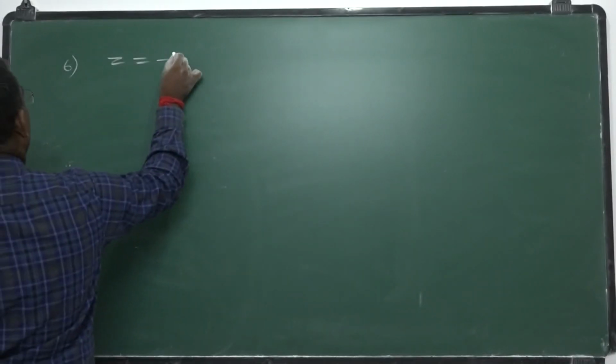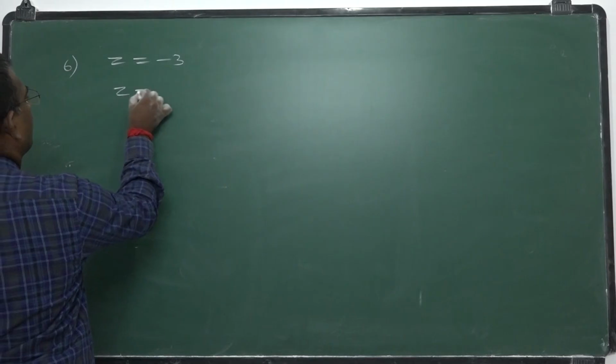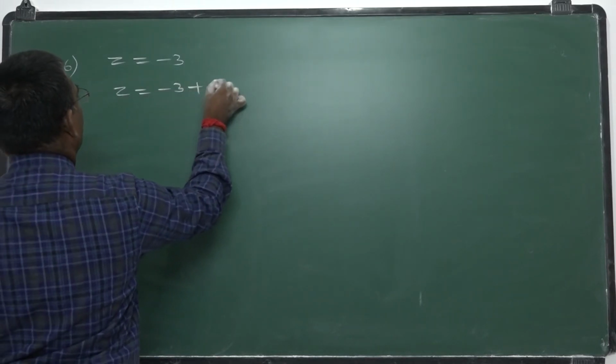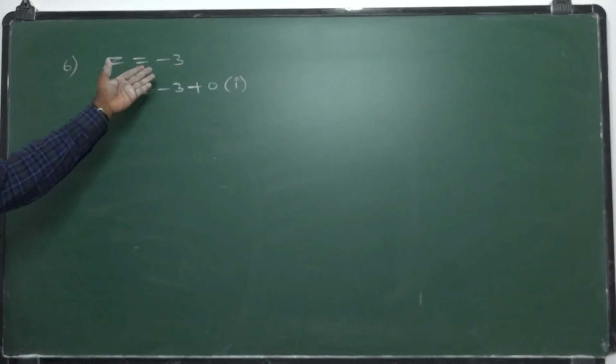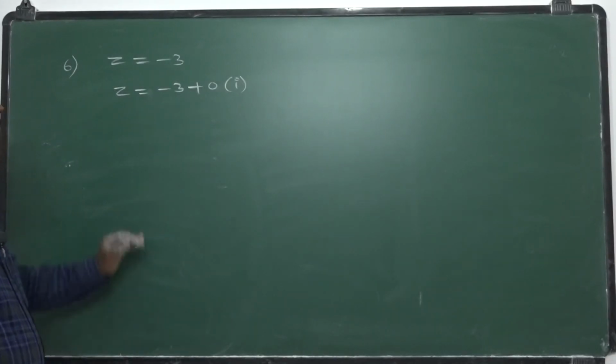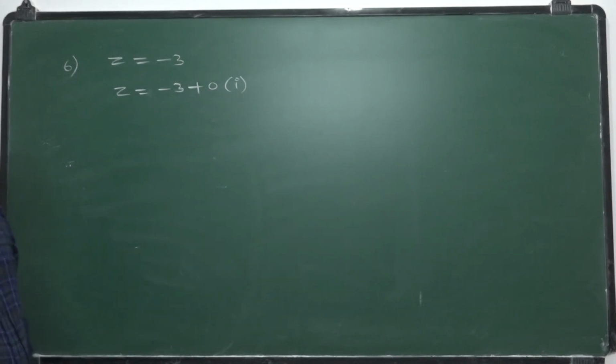Convert the complex number z equal to minus 3 in the polar form. This is also a complex number. It means z equals minus 3 plus 0 into i. Every real number is a complex number. Now we can express this complex number in the polar form. Polar form means r of cos theta plus i sin theta.